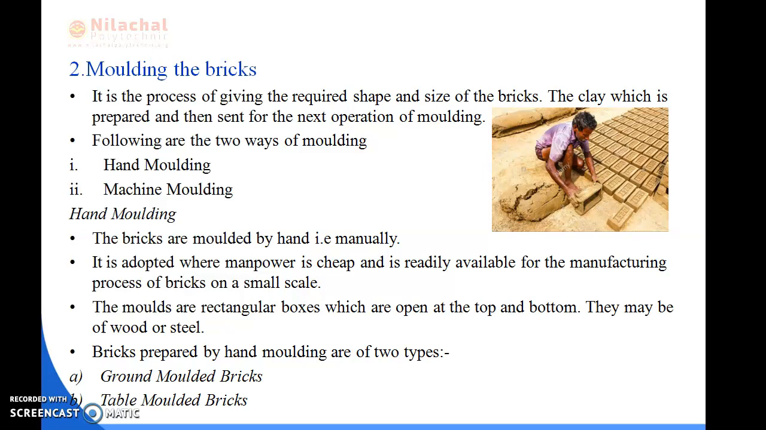Ground molded bricks is the process of making the bricks on the ground with the help of a mold by manual labor. But table molded bricks is the process of molding of bricks on a table by manual labor.